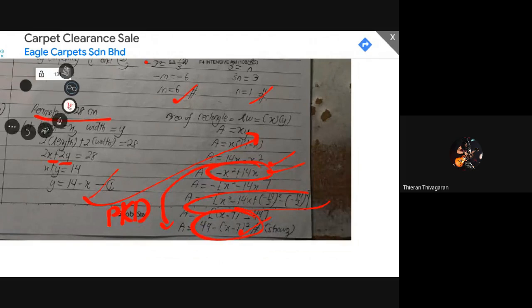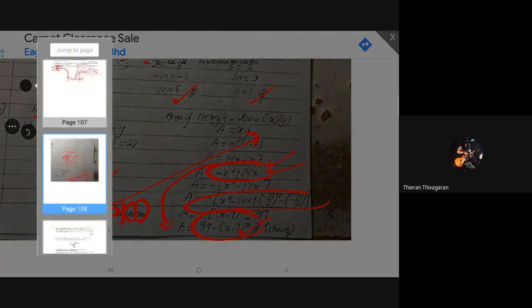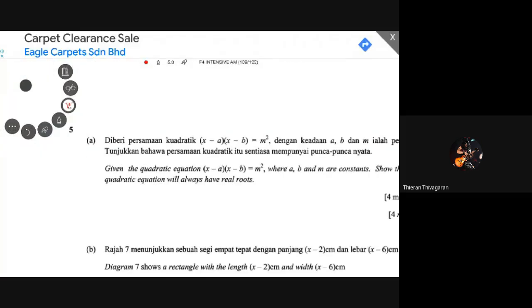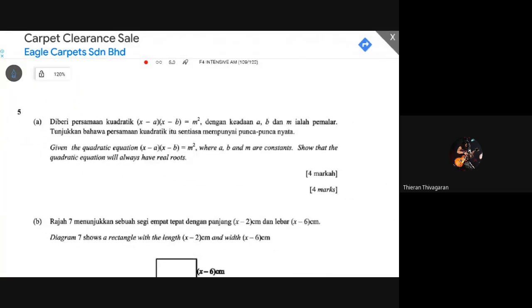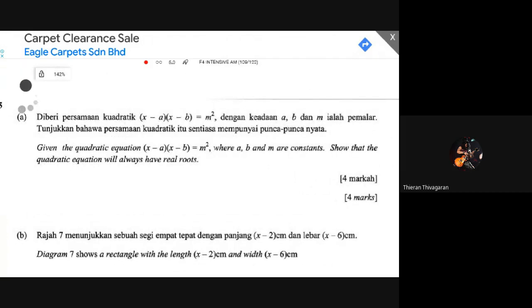Understand. Okay, good. So this is one of those questions that is not that hard, but a bit challenging. Okay, we see some more. Okay, this one also quite interesting. Yang ni sangat interesting. Proving also, guys. Satu lagi buktikan. Show that the quadratic equation will always have real root.